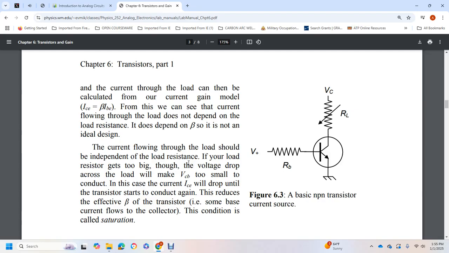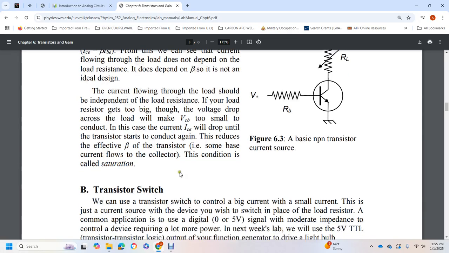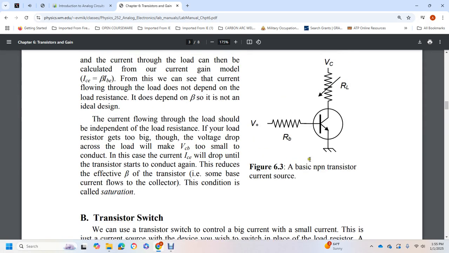In this case, the collector-emitter voltage will drop and the transistor will be conducting again, with a reduced effect of beta, with the base current flowing into the collector. This condition is called saturation. Figure 6.3 shows the basic NPN transistor current source.